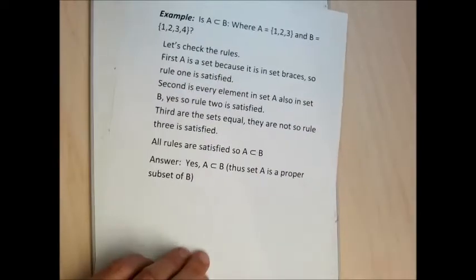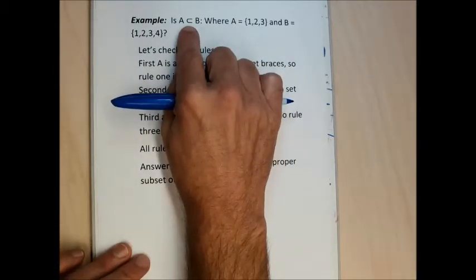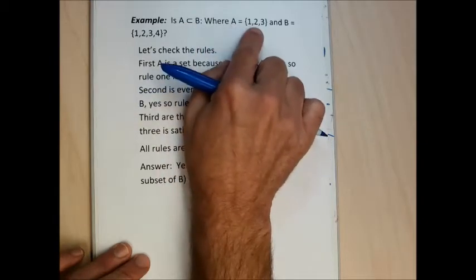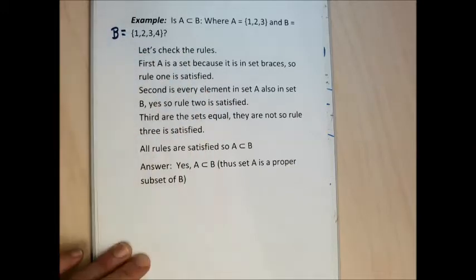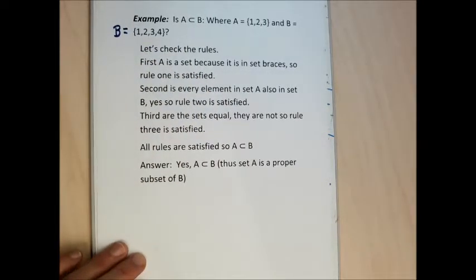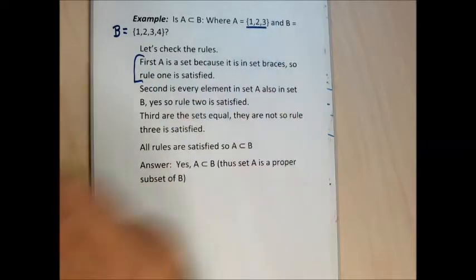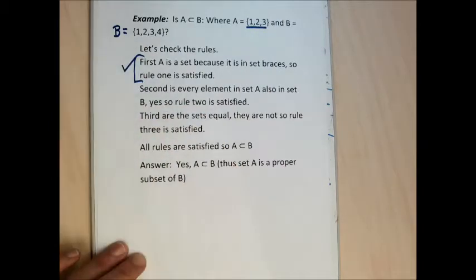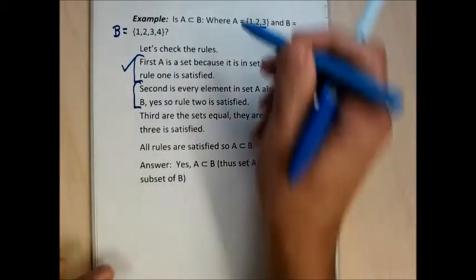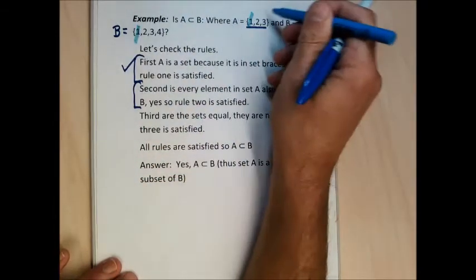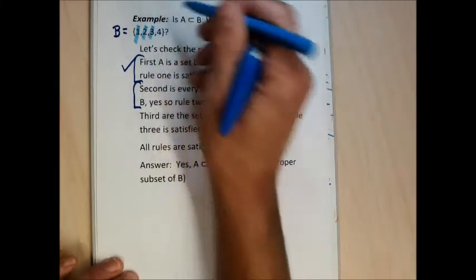So let's do some examples just to check these out. Is A a proper subset of B, where A is a set that contains 1, 2, and 3, and B is the set that contains 1, 2, 3, and 4? So we need 3 criteria. The first criteria is A has to be a set. A is a set because it's written in set braces, so rule 1 is satisfied. Second criteria is every element of A also has to be in B. A contains 1, B contains 1, A contains 2, B contains 2, A contains 3, B contains 3.